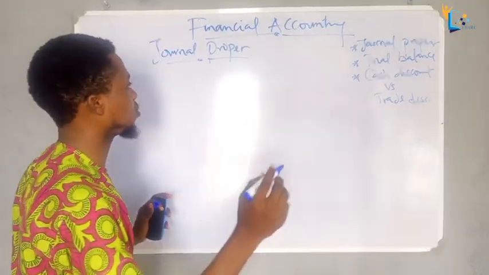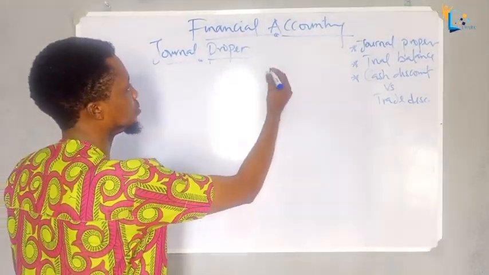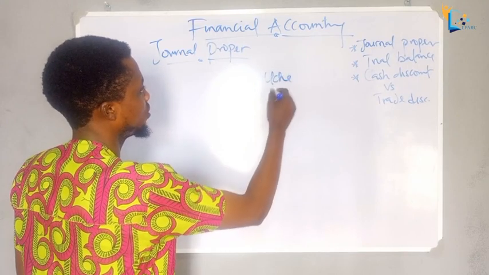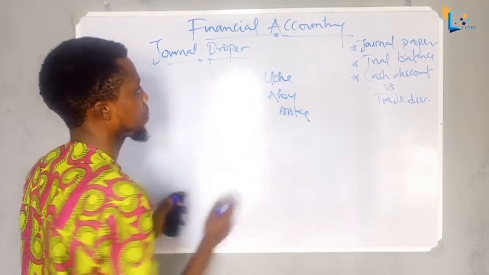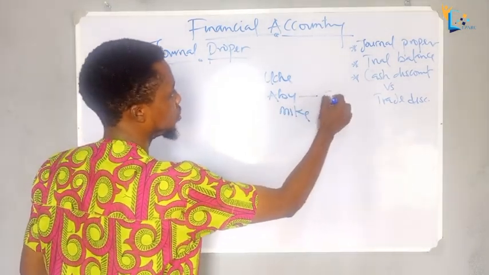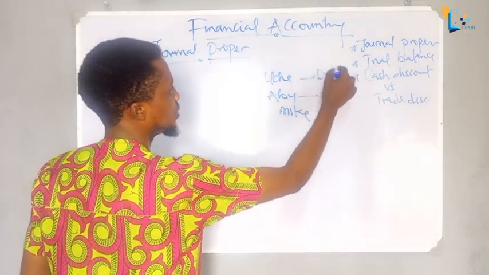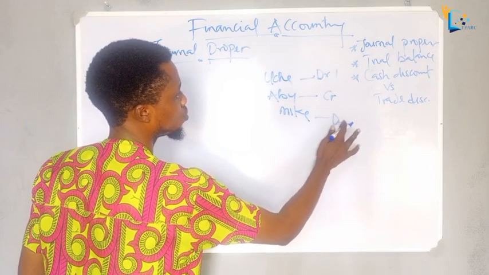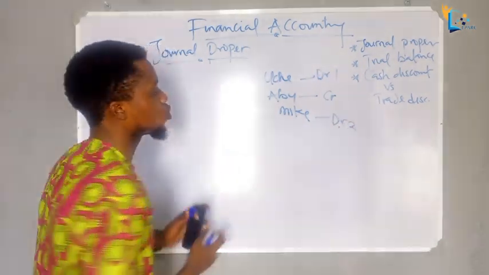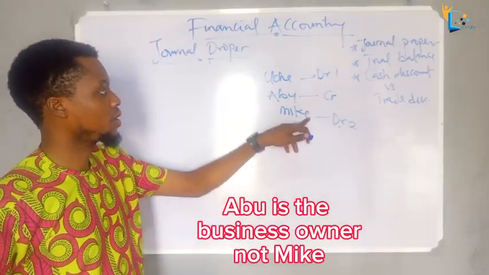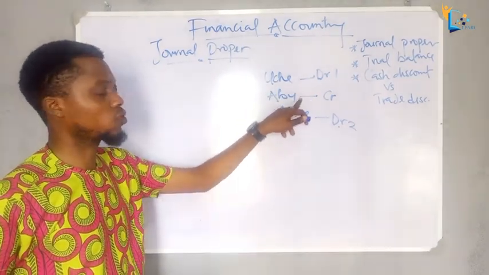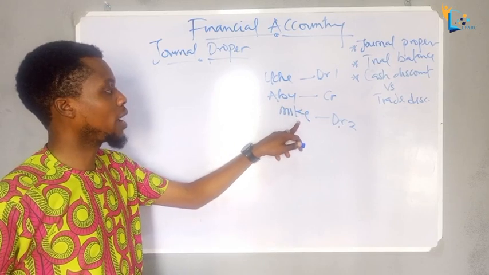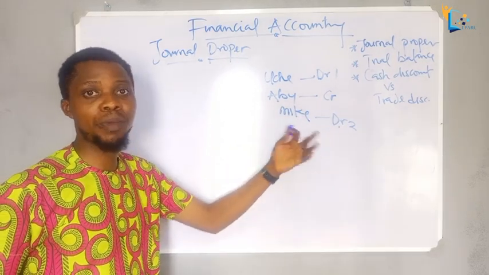Let's give an illustration here. Let's have Uche, Abu, and Mike. Okay? Now, Mike is the business owner. Debtor 1, debtor 2. Okay? So, Mike is the business owner here. Uche is a customer to Abu. Mike is also a customer to Abu. But Mike was declared bankrupt. He couldn't pay his debts.